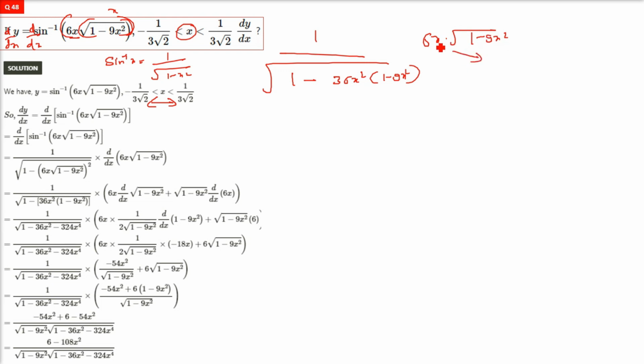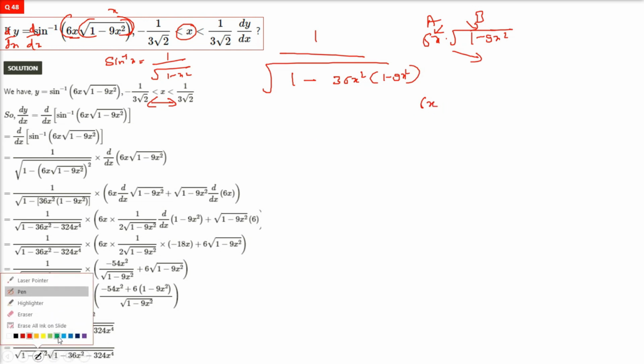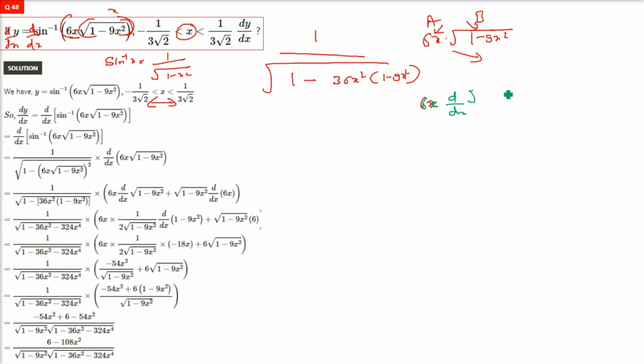So let us do it first, means this differentiation by the product rule. We are going to complete that first and then we'll combine it with the solution we got for the differentiation of sine inverse of that content. So you have the first, 6x I am taking, 6x, then differentiation of under root 1 minus 9x square.